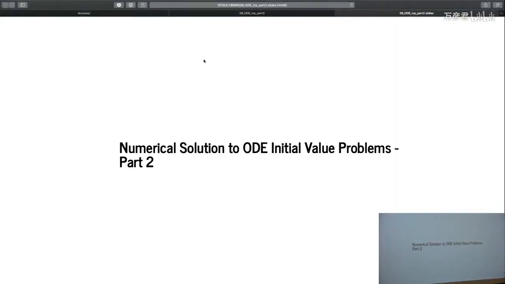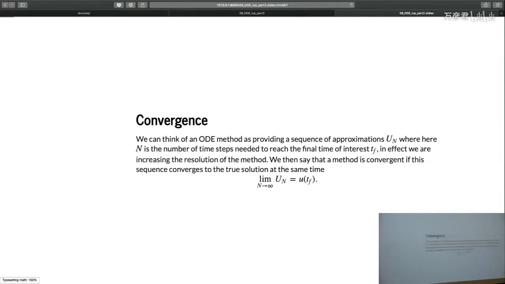Okay. So part 1 was a lot of just methods. We constructed some methods. We did a little bit of error analysis. We saw convergence orders and things like that. This part is going to be talking about more of that theory of error and convergence, and a more specific definition of convergence in this case. So quite a bit more theory. So bear with me.